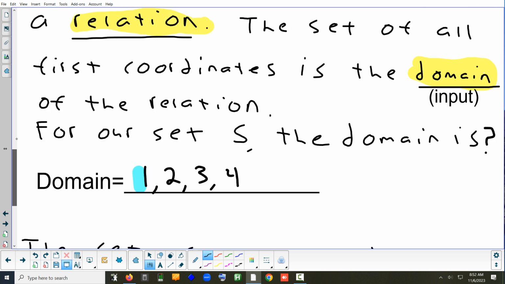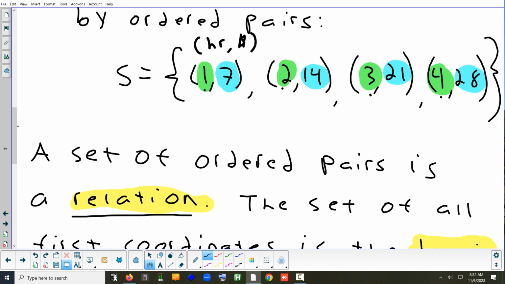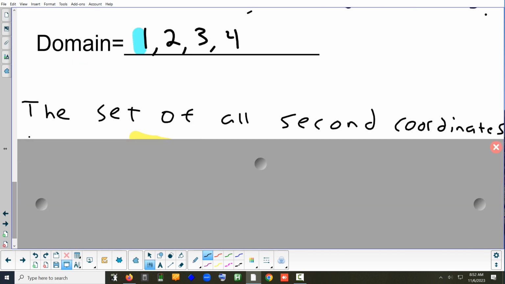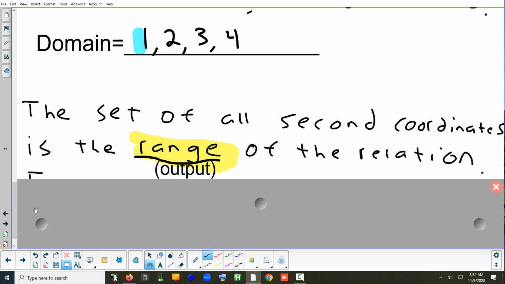Now, the second coordinates, okay, those are the money. The 7, the 14, the 21, and the 28. There's a name for those. Okay, and those are called the range. Below the word range, you should see in your United Notes, output. So right above the word output, you're going to put range. And the words domain and range come up a lot. When I teach things in Algebra 2 or pre-calculus, we talk about domain and range all of the time. So it's something you'll see a lot.